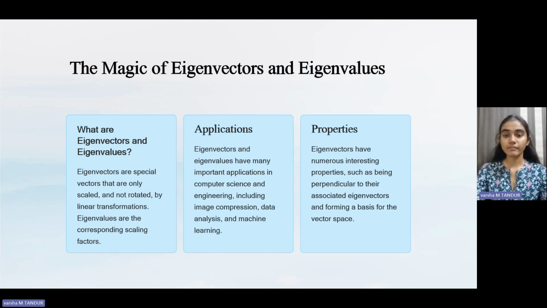Properties of eigenvectors and eigenvalues. They have numerous interesting properties, such as being perpendicular to their associated eigenvectors and forming a basis for the vector space.